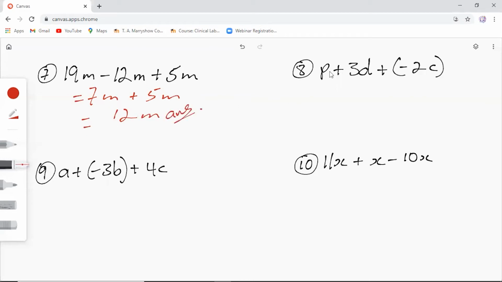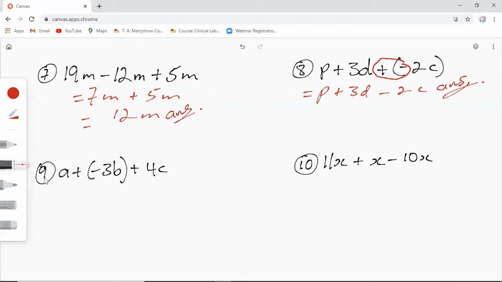For number 8, we have p plus 3d plus negative 2c. P plus 3d, we cannot simplify that because p and the 3d are not like terms, and the c is not a like term of either of them also. So the most we can do here is simplify these two signs here. Whenever you have a positive sign followed by a negative sign, the resultant sign will be negative. So we get p plus 3d minus 2c. Okay, p plus 3d minus 2c, and that's the simplest we can go, so that's our answer.